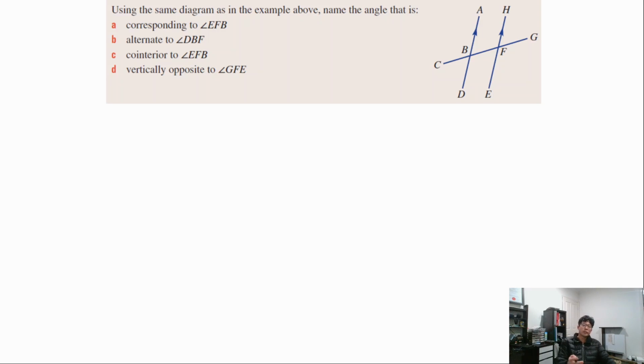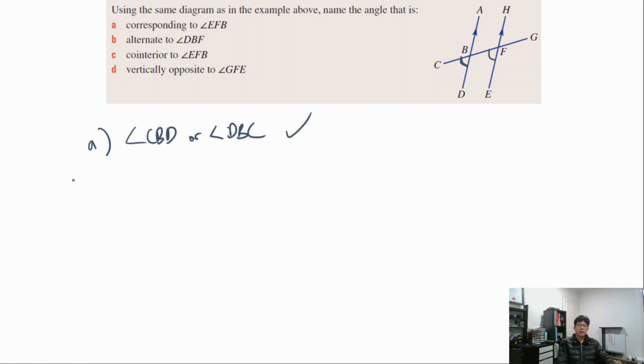Alright, so the first question asks us to find the angle that is corresponding to angle EFB. So our first thing we need to do is find angle EFB, and that will be right here. And we need to find the angle that is corresponding to it. So it's on the same position of the transversal, but just anywhere along the line. So that will be right there. That's in the exact same place of the same line. So that'll be either labeled CBD or angle DBC. Give yourself a tick if you got that one correct.